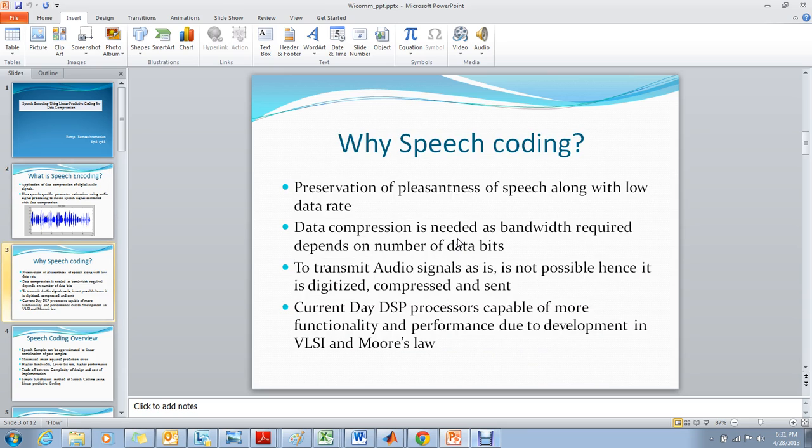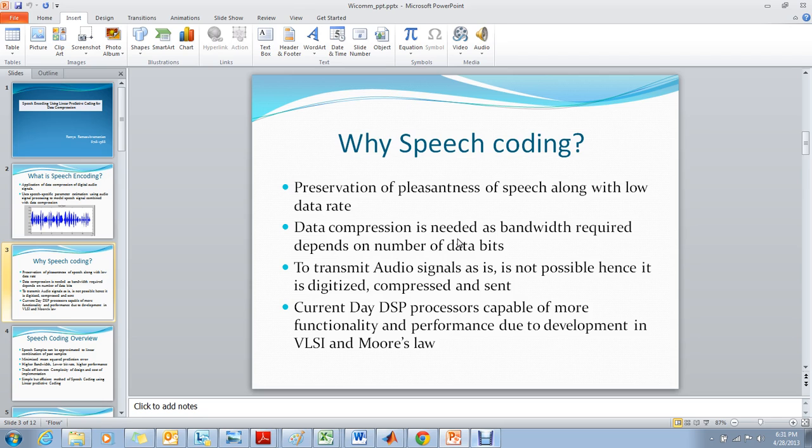Why do we need speech coding? Preservation of pleasantness of speech along with a low data rate. Low data rate is required because of the bandwidth. We cannot afford infinite bandwidth to send the speech signal as such. Hence, it is going to be sampled and the data rate should be very low.